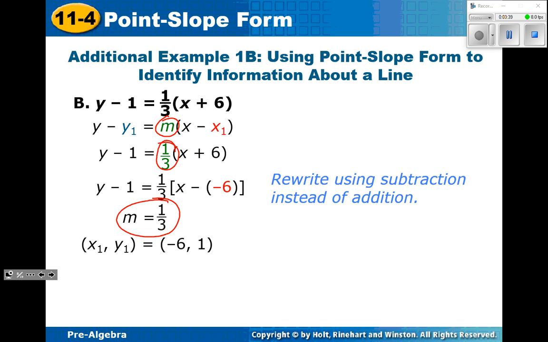Now, as for finding the point, notice that we've got plus here, and they rewrote that as minus negative 6, because it is the opposite, because minus is part of the form here. Those are different. We need the opposite of 6, which is negative 6. So our x sub 1 is negative 6, and our y sub 1 is positive 1. The minus is part of the form.